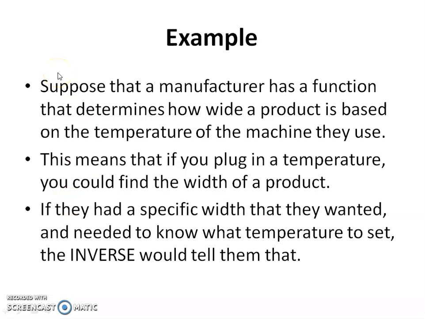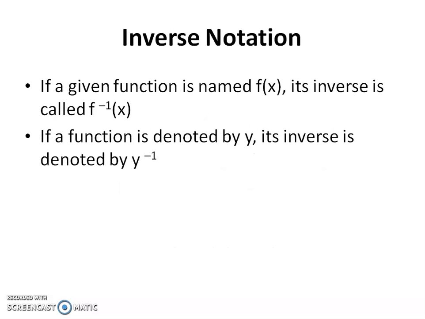As an example, suppose there's a manufacturer that determines how wide its product is depending on the temperature of the machine that they use. So they would put in a certain temperature, that would be like their x, and then they would be able to calculate the width of the product. But supposing they wanted a very specific width of a product, and they had to work backwards to figure out what temperature to use, then that rule would be the inverse.